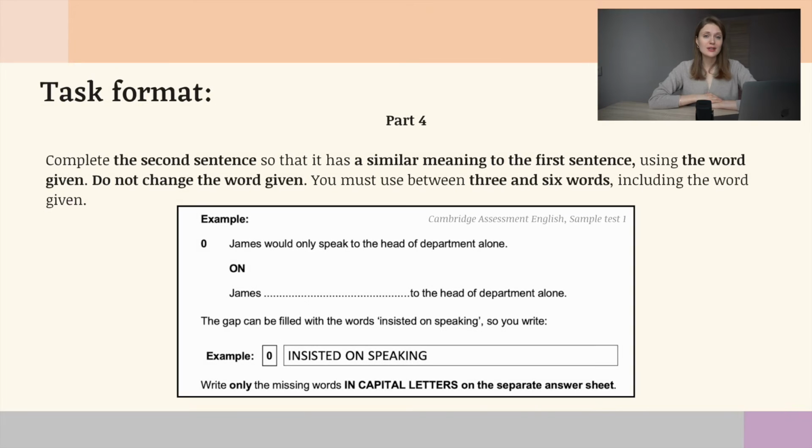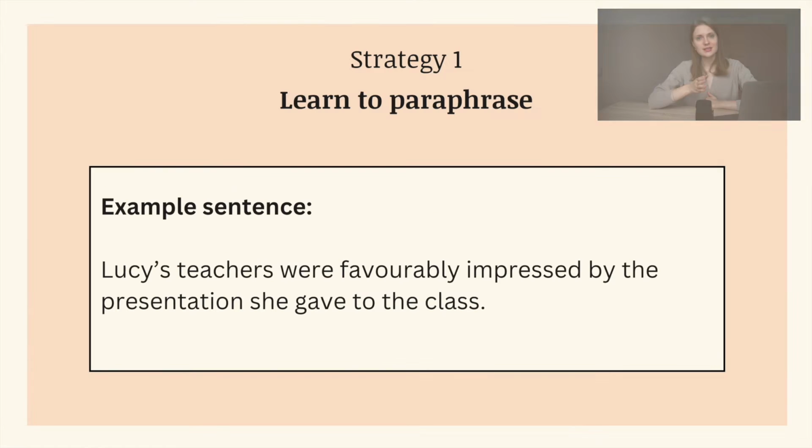Before we move on to the exam strategies, I would like to remind you of what you have to do in this task. In part 4 of reading and use of English, you are given 2 sentences with a similar meaning. Your task is to complete the second sentence by rewriting the first one. It's important that you keep the original sentence absolutely the same. For that, you have to use a keyword, but you cannot change it, and the number of words in the gap should be from 3 to 6.